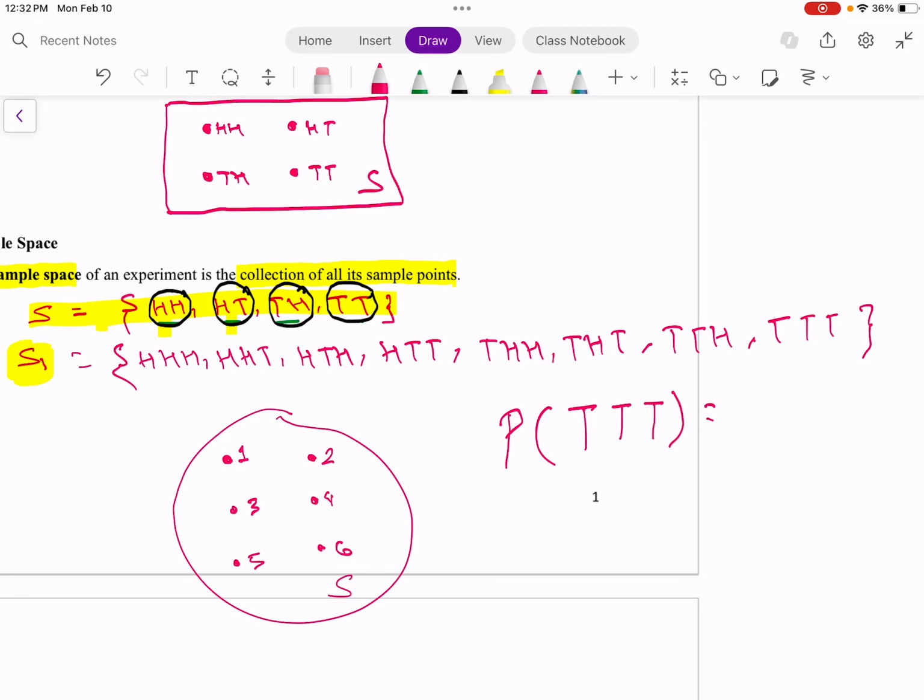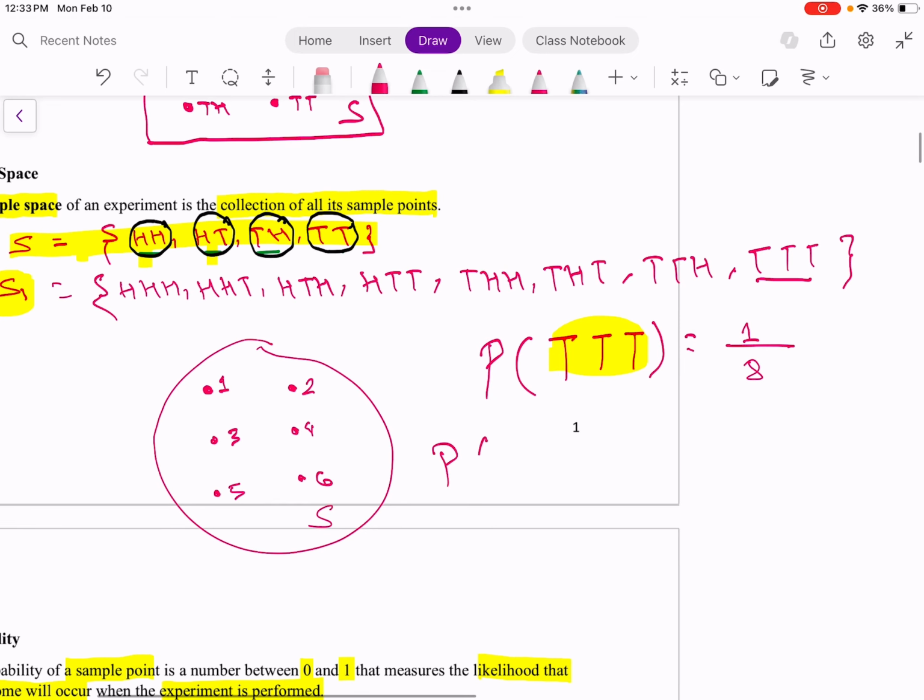So how many sample points do we have? How many sample points of this type do we have in our space? We only have 1, right? So it's 1 divided by the total number of sample points here, which is 8. So 1/8 is the probability of getting tail, tail, tail. In a similar way, what will be the probability of getting head, head, head? 1/8, right? So what about the probability of getting 2 heads?